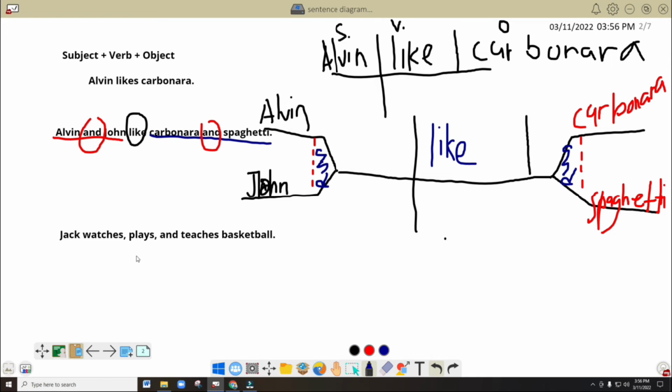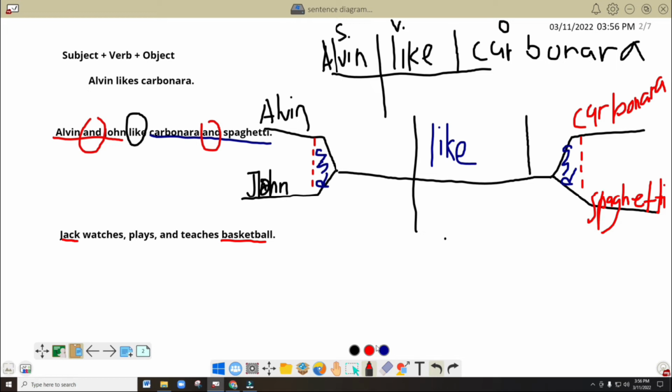Now let's see. This time we have only one subject and only one object. Jack watches, plays, and teaches basketball. Oh my gosh, this time we have three verbs. So what are we going to do? How are we going to put this into a diagram?